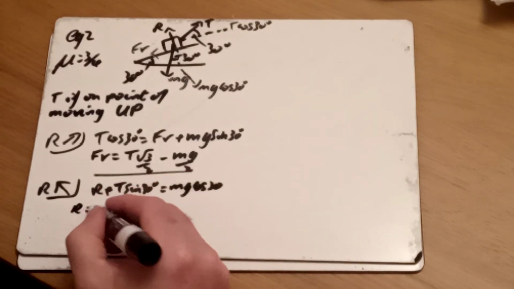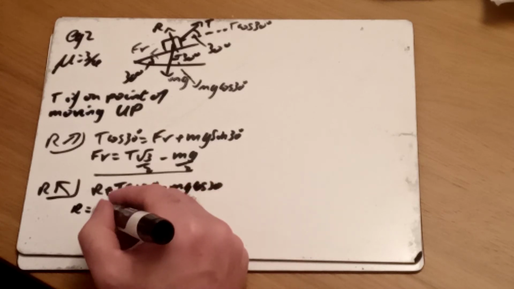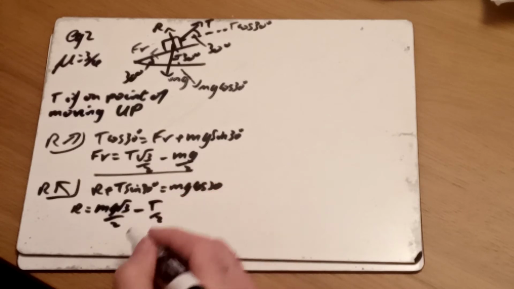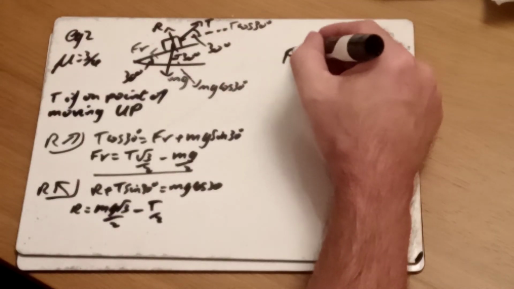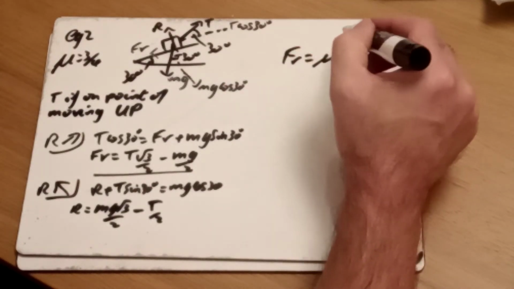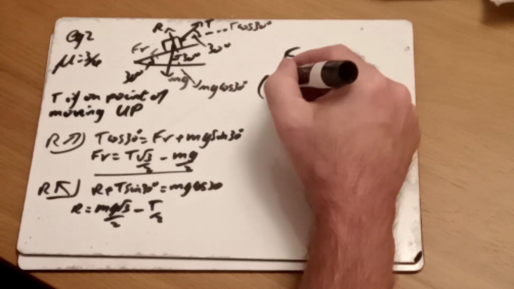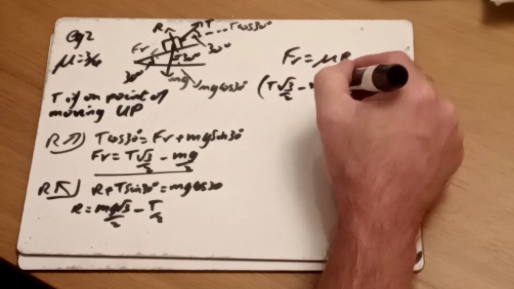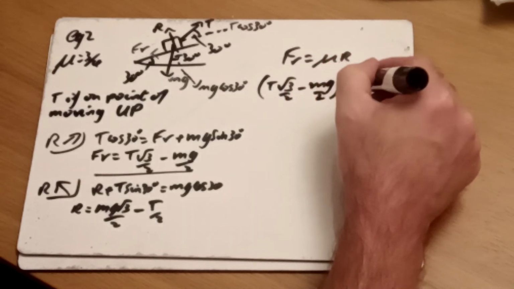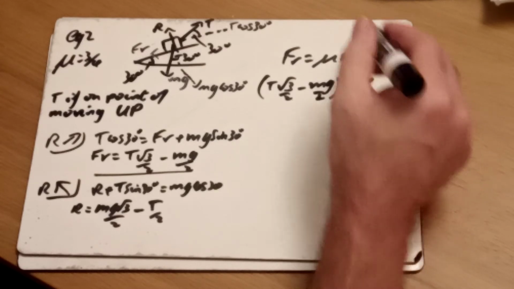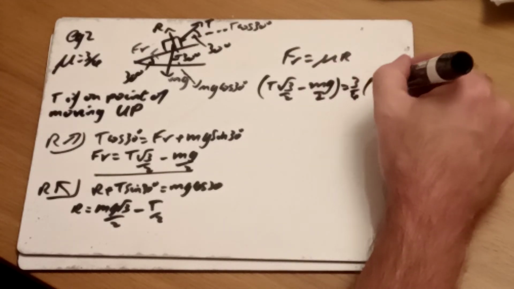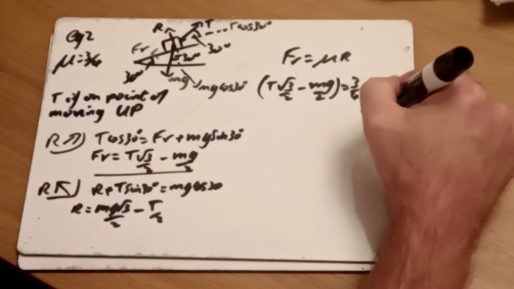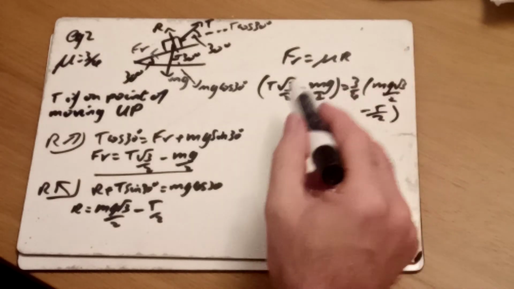So R will equal mg cos 30, which is mg root 3 over 2 minus T over 2. I'm going to use friction equals mu R, so friction is this mess: T root 3 over 2 minus mg over 2 equals 3/4 (mg root 3 over 2 minus T over 2). And close the bracket. I've got a common factor in every single term.